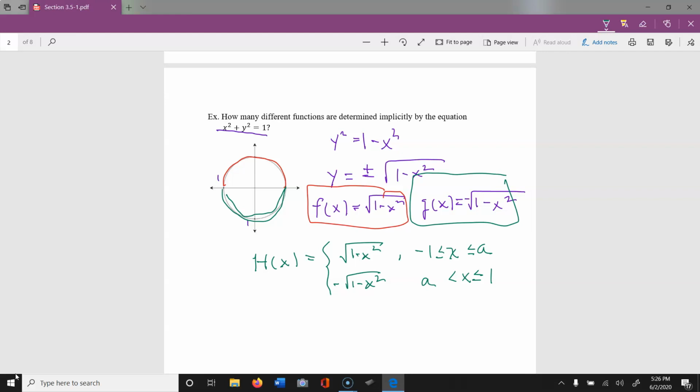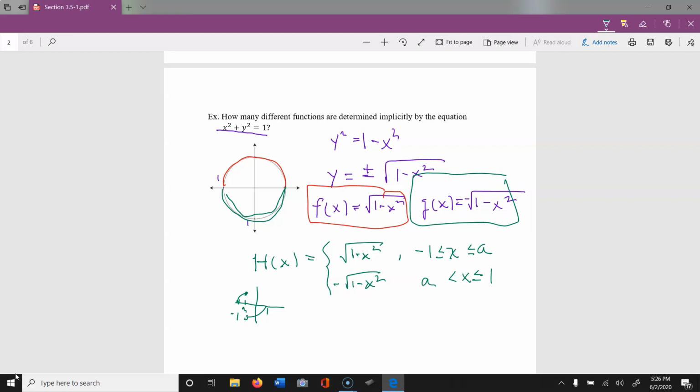Okay, in fact, if we were to take a look at the graph of this guy, it would look something like this. Here's -1, and you would have one piece doing this, where this is a right here, and then you would have another piece, let's say, doing something like this. Okay, if you could see that, right? But this function here would be determined implicitly by that equation.